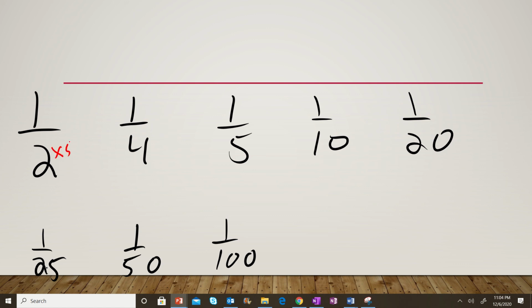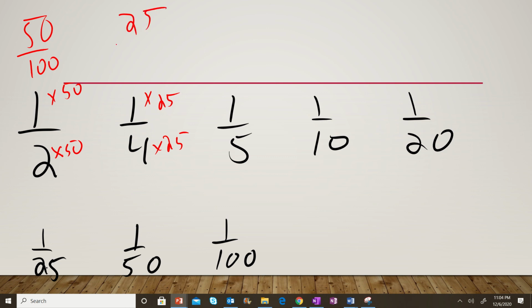So 2 times 50 and 1 times 50. Okay, so we're going to get 50 over 100. Notice how I did times 50. Now you do 4. How many times does 4 go into 100? Well, 25 times. So we're going to get 1 times 25 on the top. We're going to get 25 over 100. Now 5. How many times does 5 go into 100? Well, it's 20. Okay, so we do 1 times 20 up top. You do the same thing up top, just like equivalent fractions.